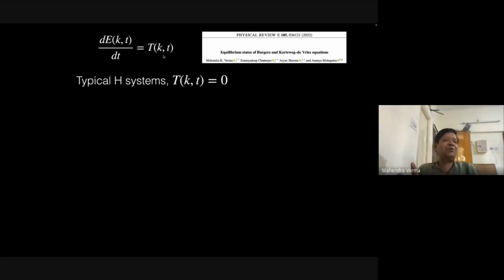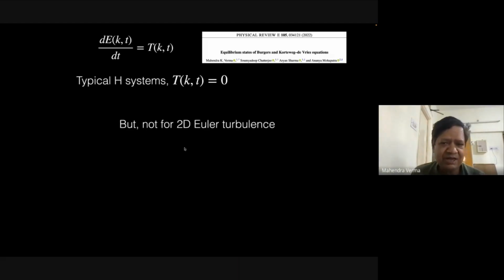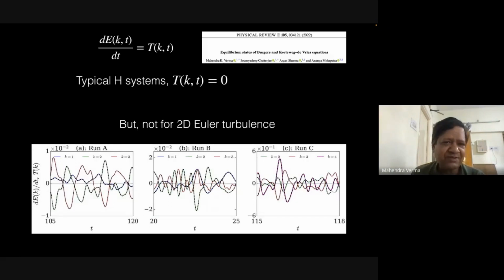In equilibrium, people are exchanging small energy among themselves, like in an ideal system where everybody has the same money. I won't say it's ideal, but anyway, in such a system Tk is 0, and the energy will not change with time. Ek will not change with time. But in our system, we plotted this dEk/dt, both the left-hand side and the right-hand side. The dashed black line is Tk, and the solid line is this derivative. They are equal, of course, but there are large fluctuations.